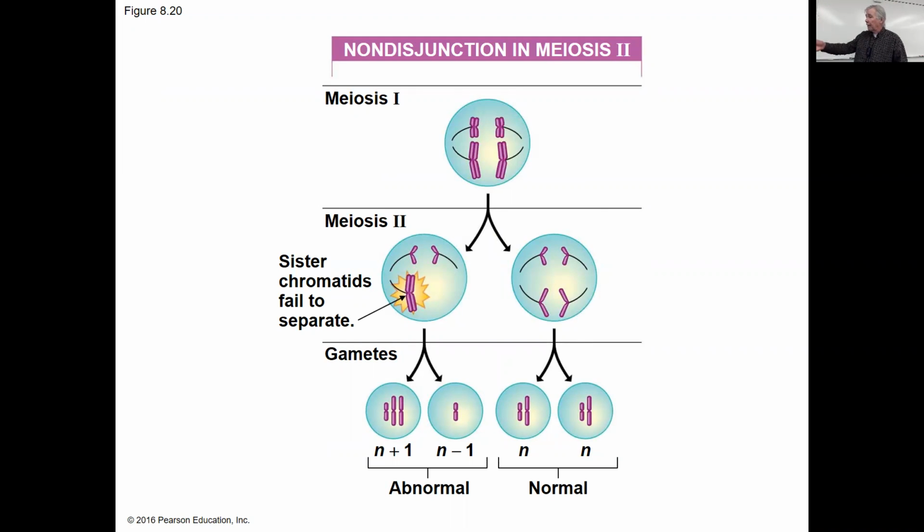So it could also happen in meiosis 2. The sister chromatids fail to separate in metaphase 2. This causes fewer problems because 2 of them are the same. In the last one, all the gametes had the wrong number of chromosomes. In here, only half of them have. One has an extra chromosome, one is missing a chromosome, but the other 2 are normal.